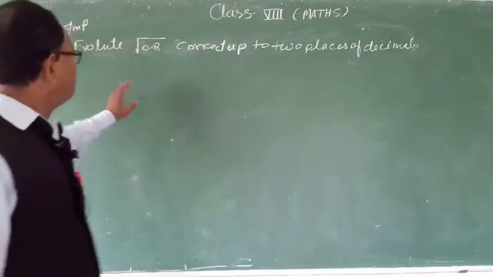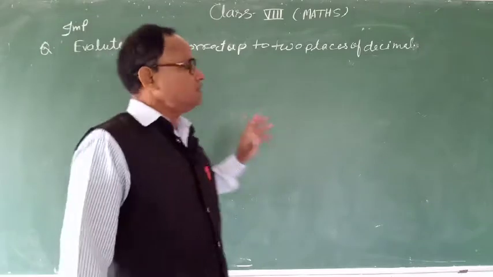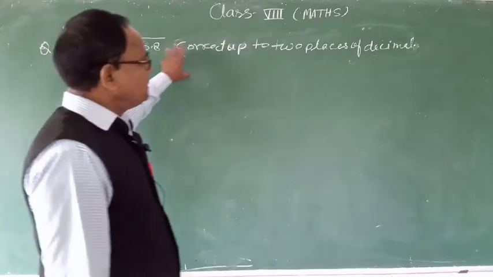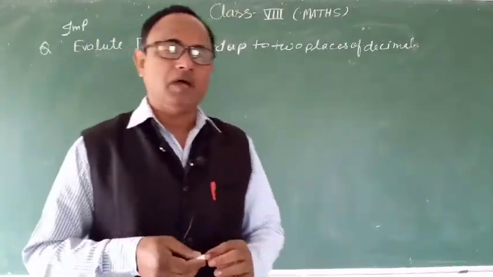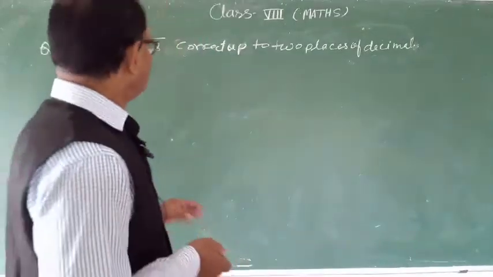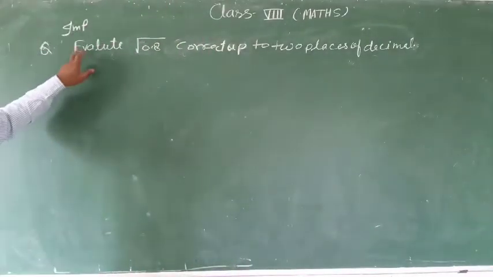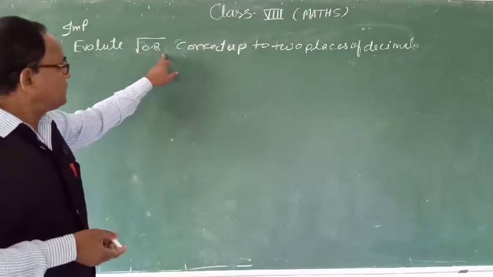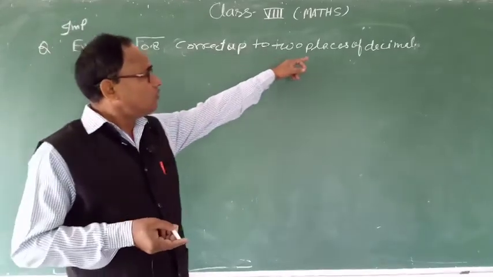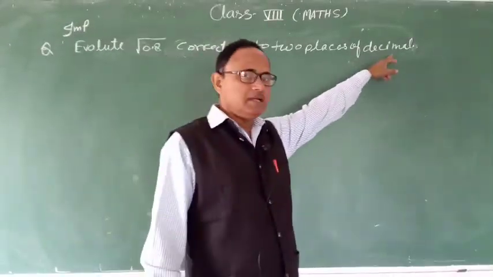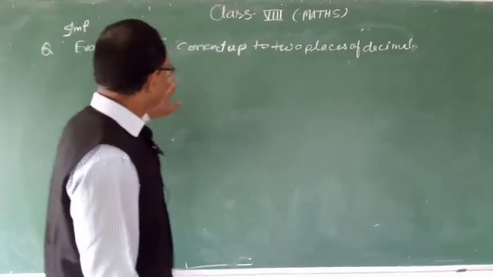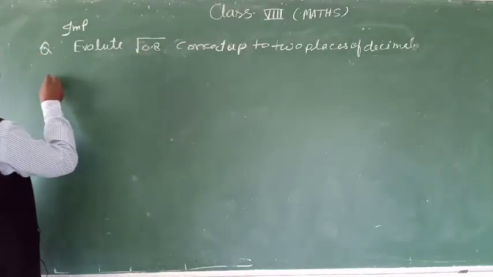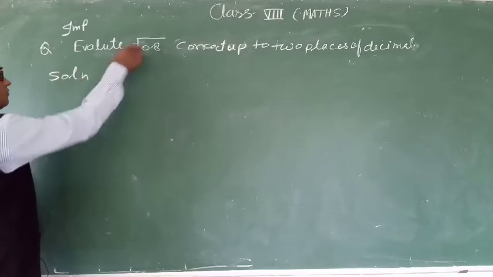Today we will study an important question which is taken from square and square root. Okay students, here the question is given: evaluate the square root of 0.8 correct up to 2 places of decimals. Okay students, we solve its solution for this.